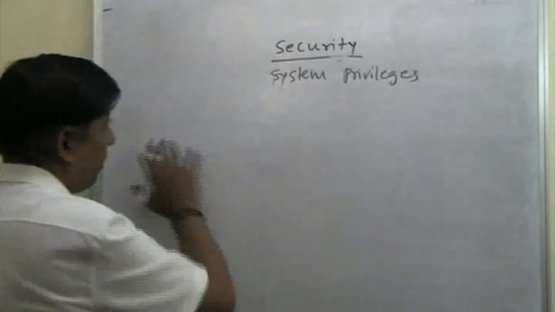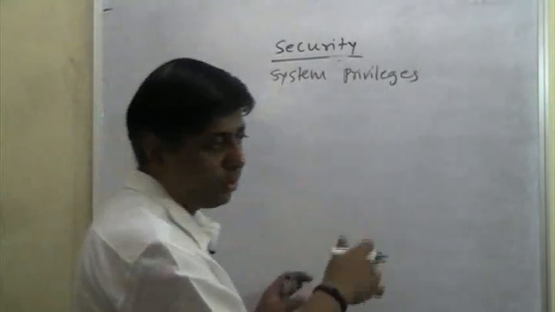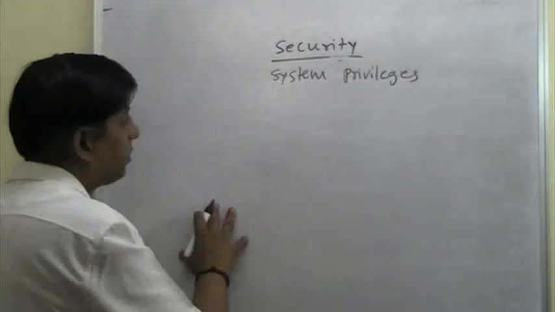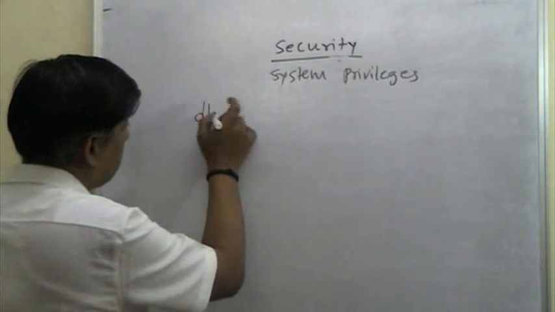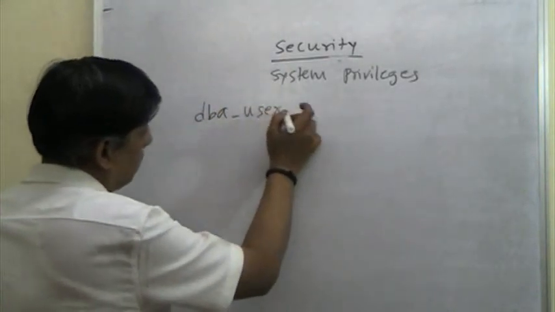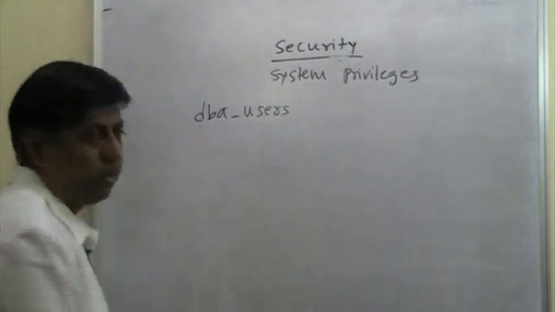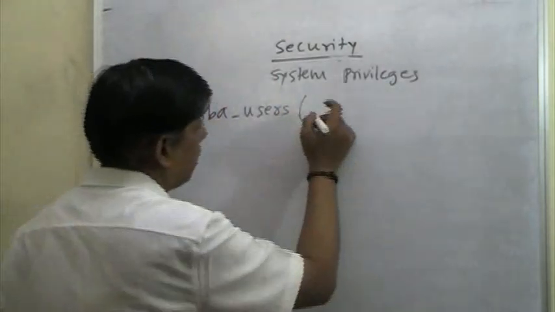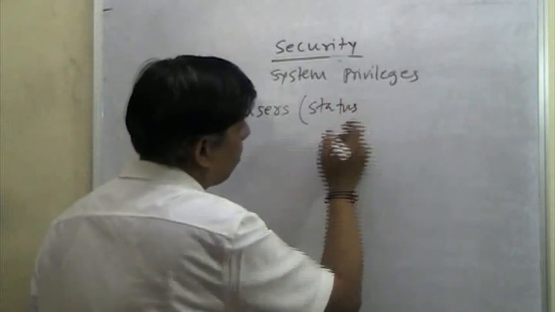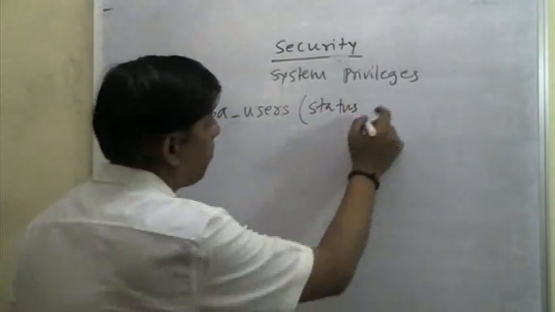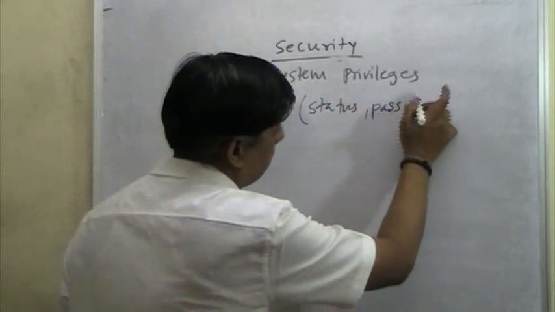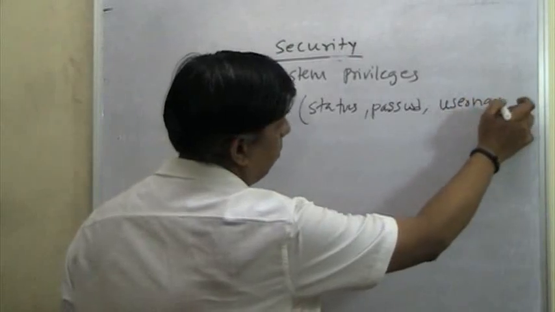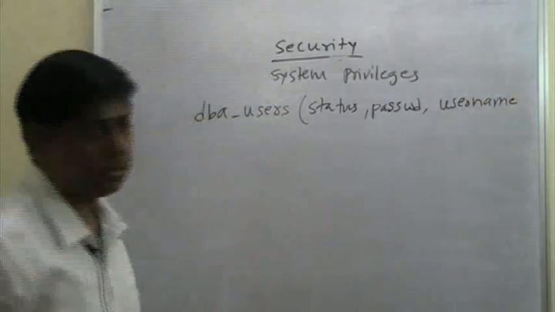Okay, so the first view. We have talked about users, roles, and system and object level privileges. So what are the different views related to all this? Number one is DBA_USERS. This is going to contain a list of all the users. It contains some important information: the status, whether the account is locked or unlocked, the password, which is going to be encrypted, and the username. These are all the different columns in the DBA_USERS view.